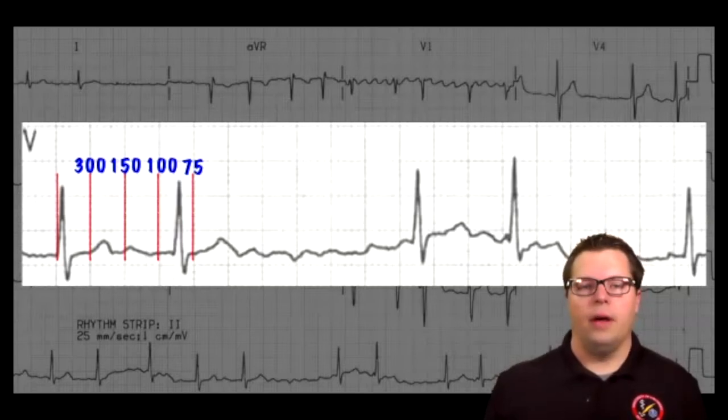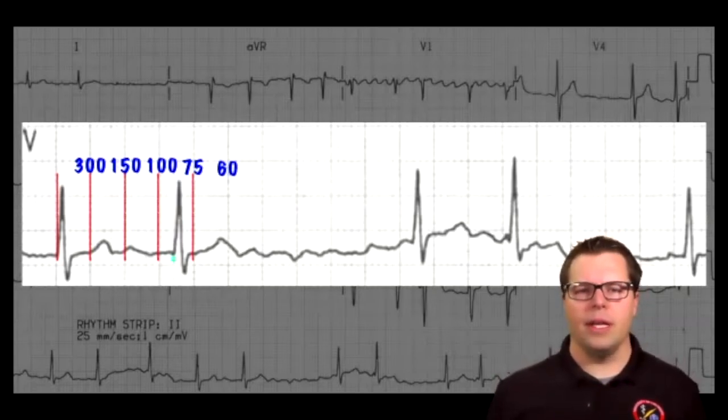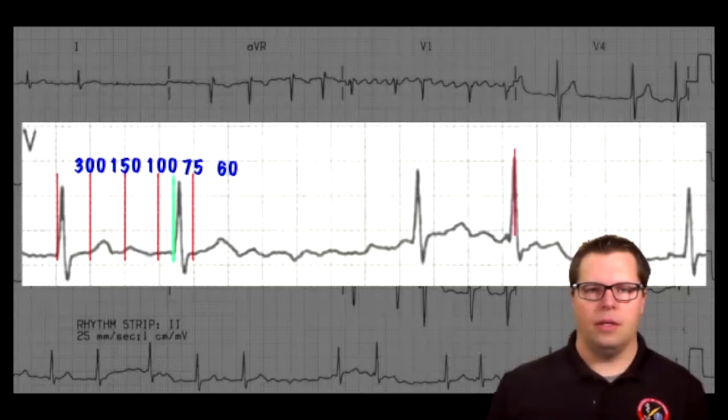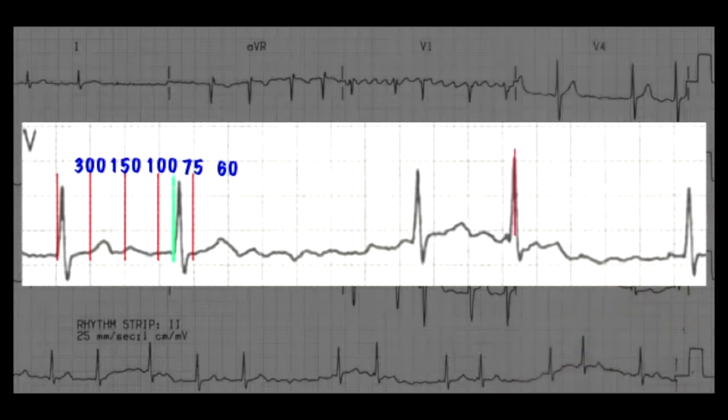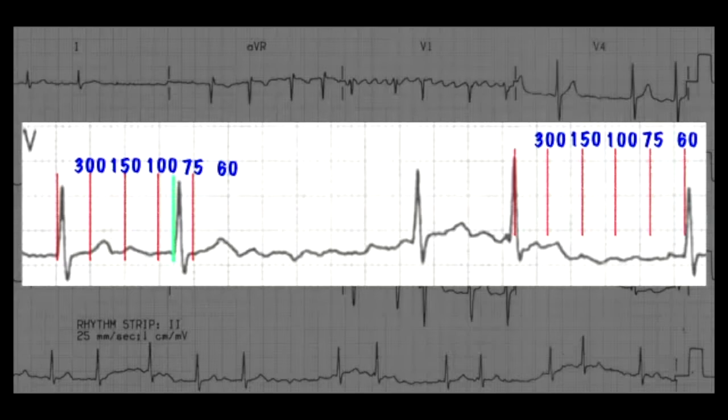Okay, great. But if you measure between the next ones, starting here, that would be 300, that'd be a rate of 150, that'd be a rate of 100, 75, still haven't touched it, 60. We end up between 50 and 60.